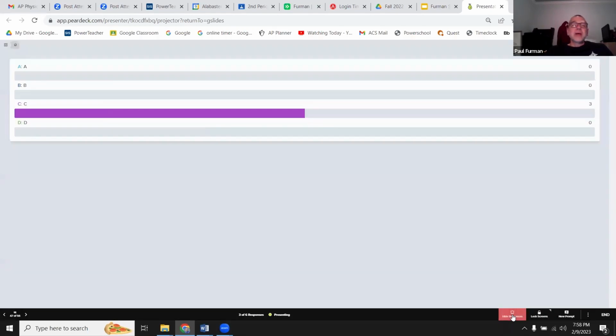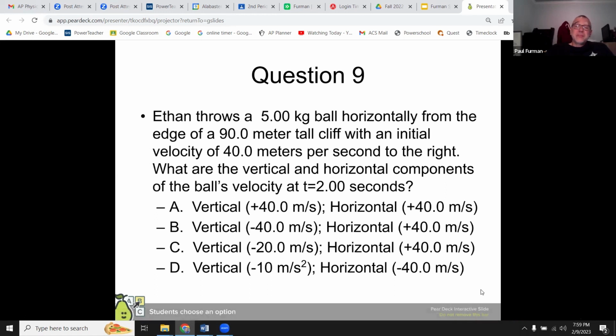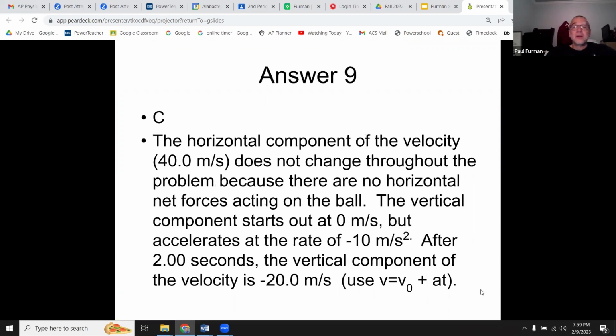Like most of you are answering C. C is correct. That horizontal velocity, that 40 meters per second, never changes. So you know it has to be A, B, or C. Vertically, the acceleration is negative 10 meters per second squared. So after 2 seconds, it's going to be traveling 20 meters per second in the negative direction, or downward. So C would be your answer there. So there's the explanation for number 9.